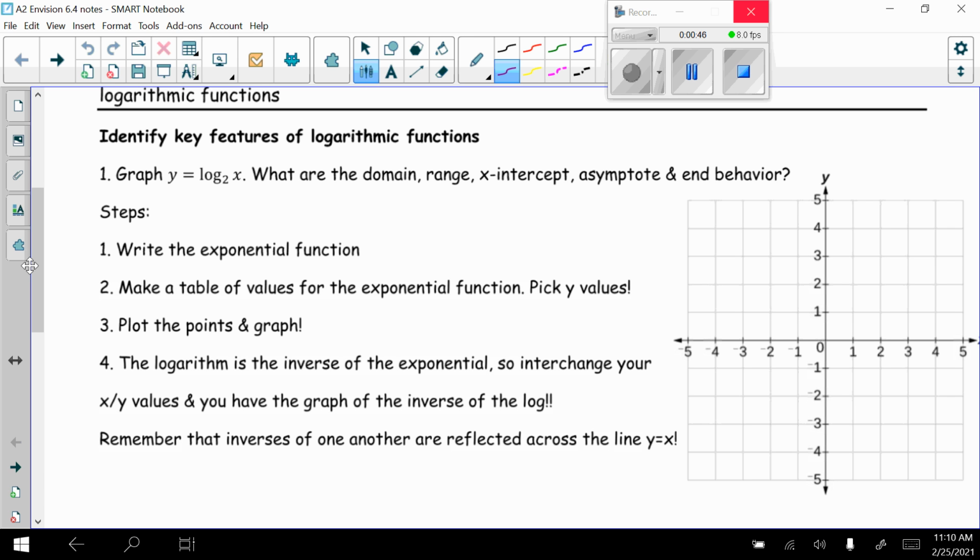So remember that since logarithms and exponentials are inverses of each other, the domain of the exponential will now be the range of the log. The range of the exponential will now be the domain of the log. So everything's just going to be opposite.